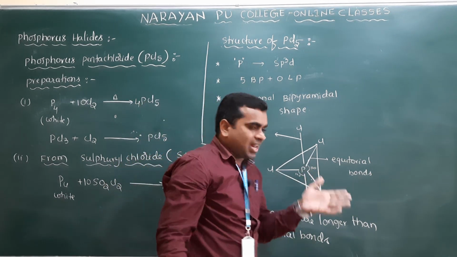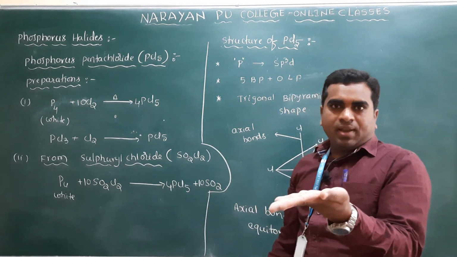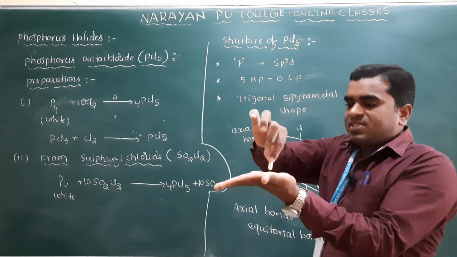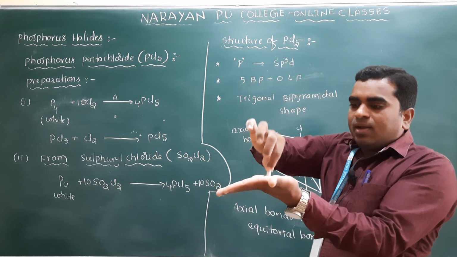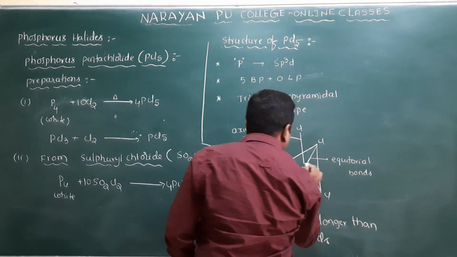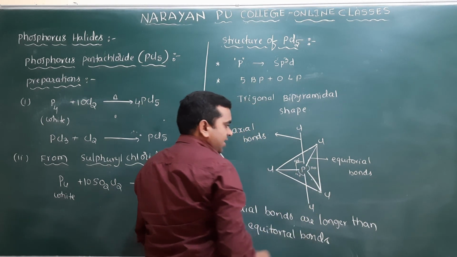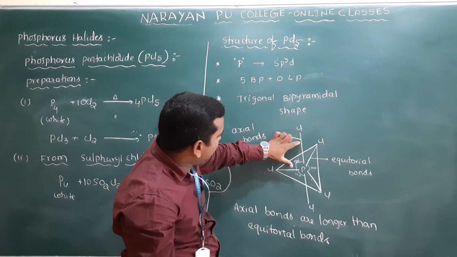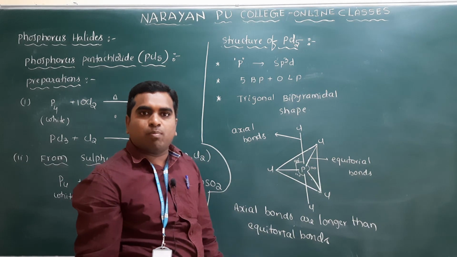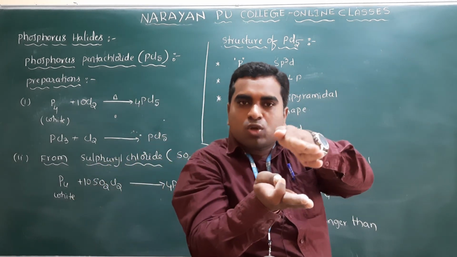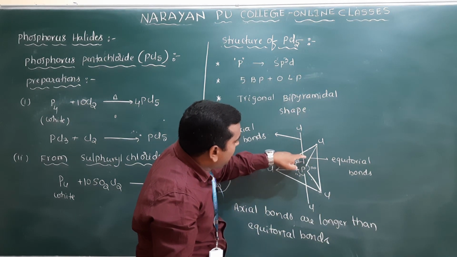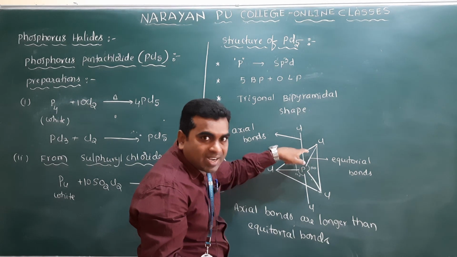But trigonal means it is present on the plane. One Cl is above the plane, another Cl is below the plane. This means this bond makes a right angle with all the equatorial bonds. So the bond angle here is 90 degrees. That's why these axial bonds make 90 degrees with the 3 equatorial bonds, and they are close to the equatorial bonds. When they are close, bond pair repulsions will be greater.